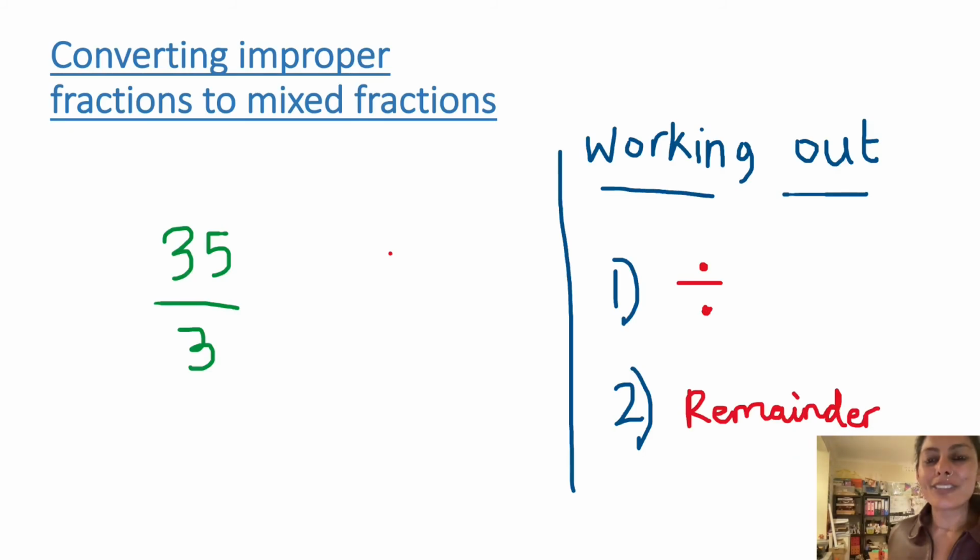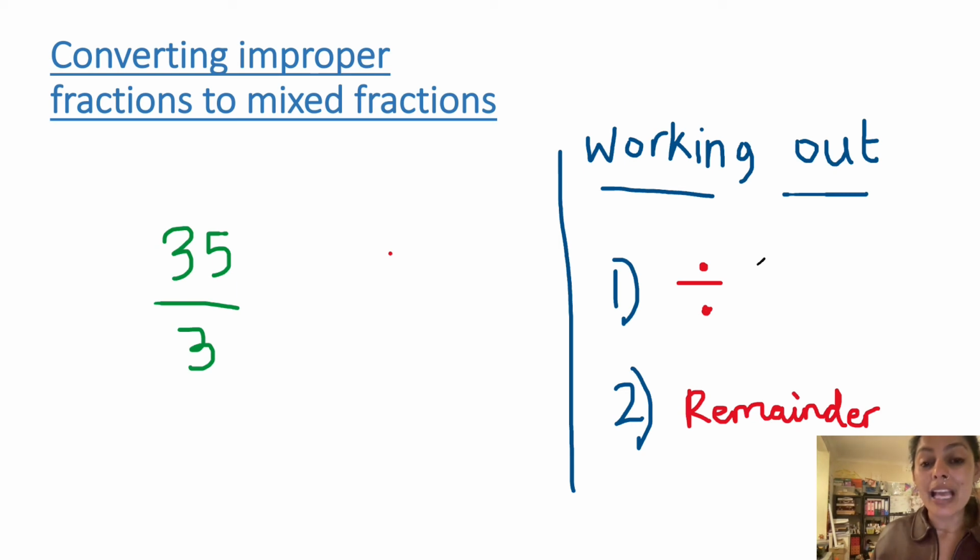Let's look at converting improper fractions to mixed fractions. So here I have got 35 over 3. How do I convert this now to a mixed fraction? What's a mixed fraction, I hear you say? It's a whole number with a fraction. To do this, step number 1, I need to divide. So I say 35 divided by 3.